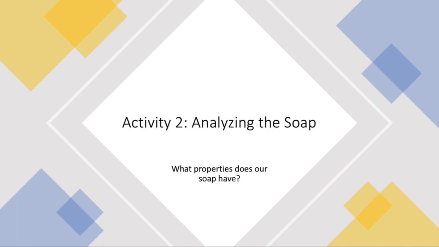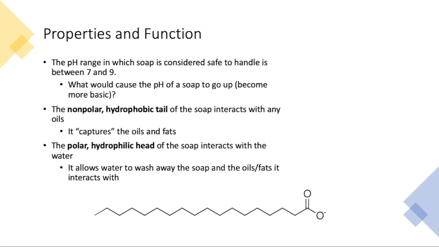The second part of the activity is analyzing the soap that you have made. So we're going to check several properties. One of those is pH, and pH is important because if we had a bunch of extra sodium hydroxide, for example, then we would expect the pH to be higher. Normally we want our soap to be between pH 7 and 9.